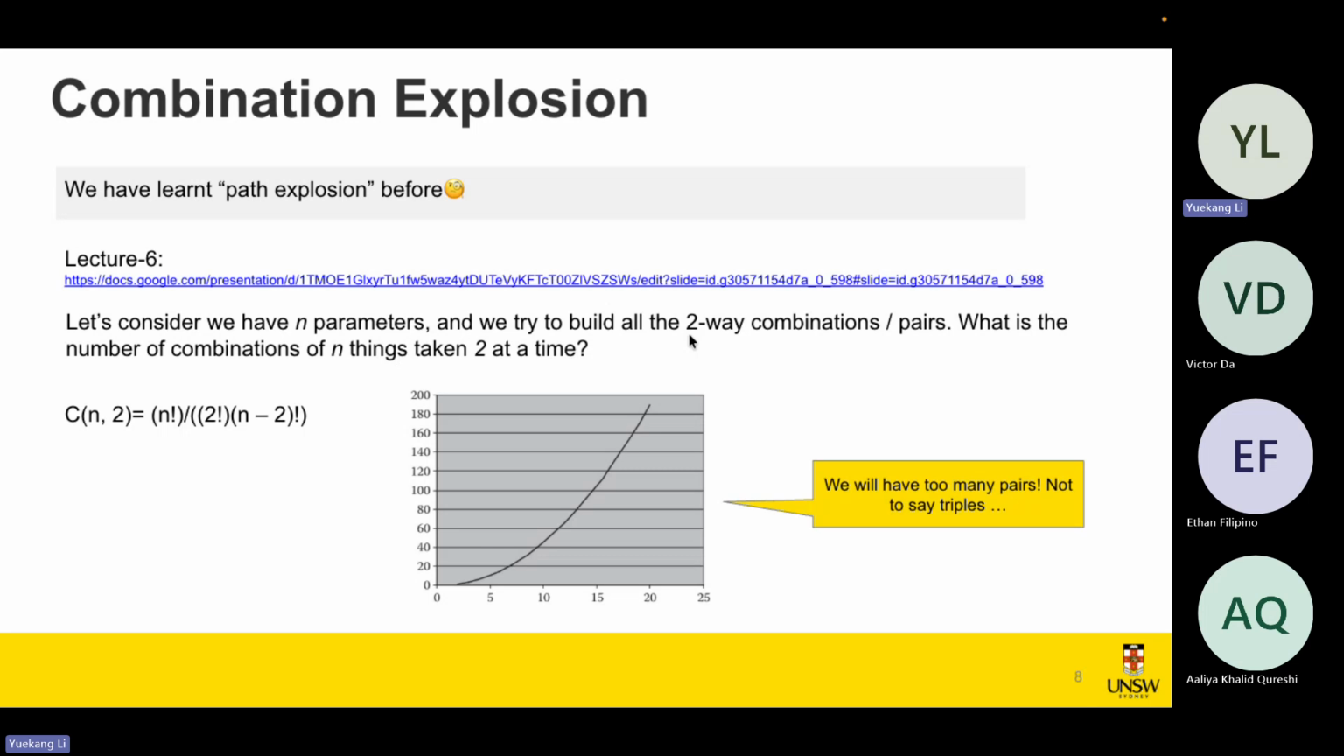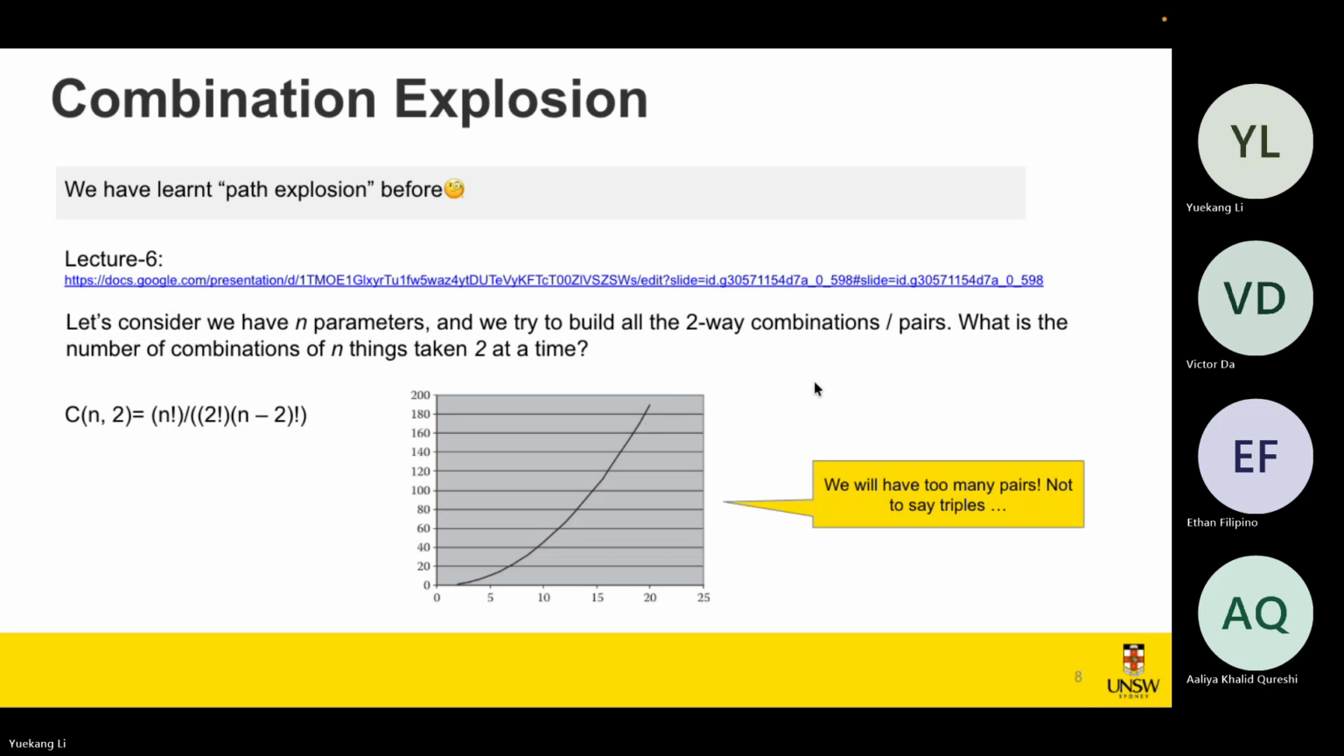Because if we do one-way combination, then we are not testing any relations between inputs, right? Because one-way means that we just care about all of the possible values for one parameter at a time. We don't care about the permutations of two values, right? So even if we take the minimum value of 2 here, we still have this many pairs. Not to say if we have more values, the value will grow higher and higher, right?